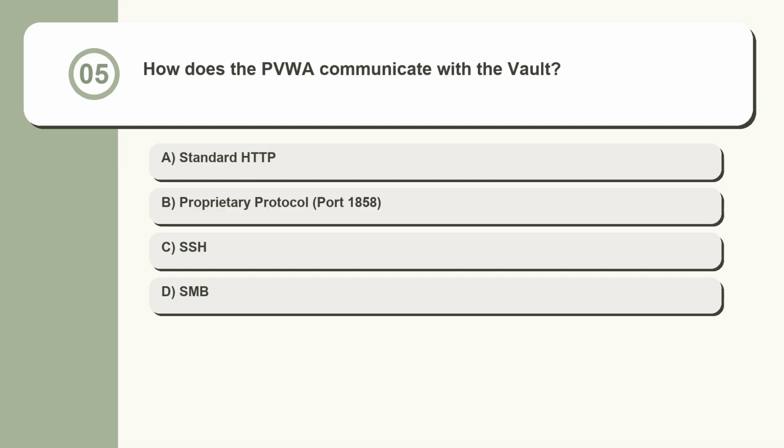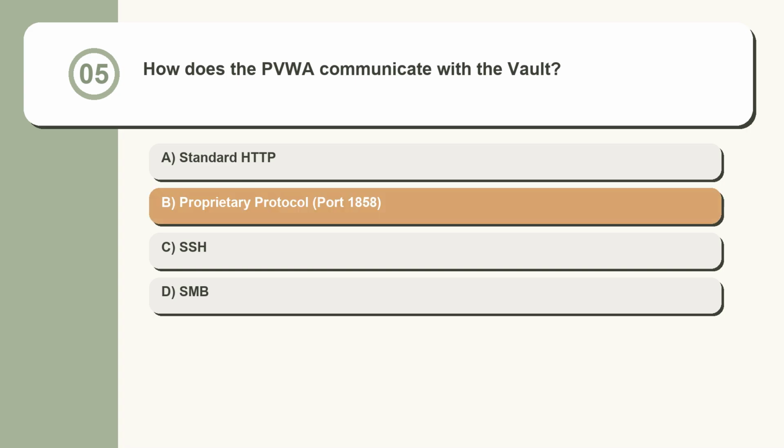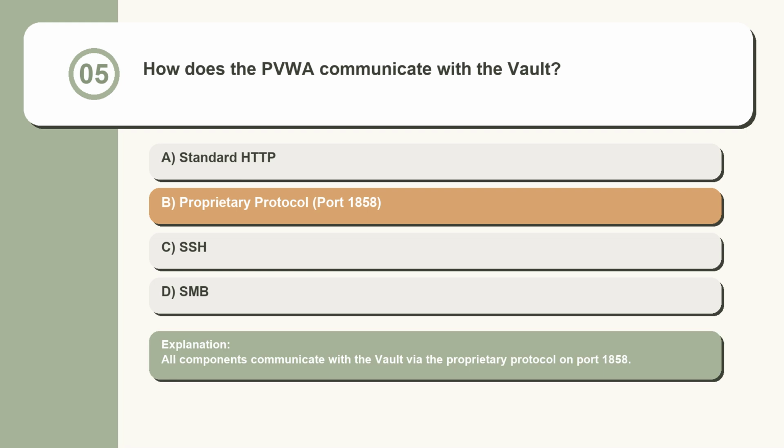Question 5. How does the PVWA communicate with the Vault? Standard HTTP, Proprietary Protocol, Port 1858, SSH, SMB. All components communicate with the Vault via the proprietary protocol on port 1858.